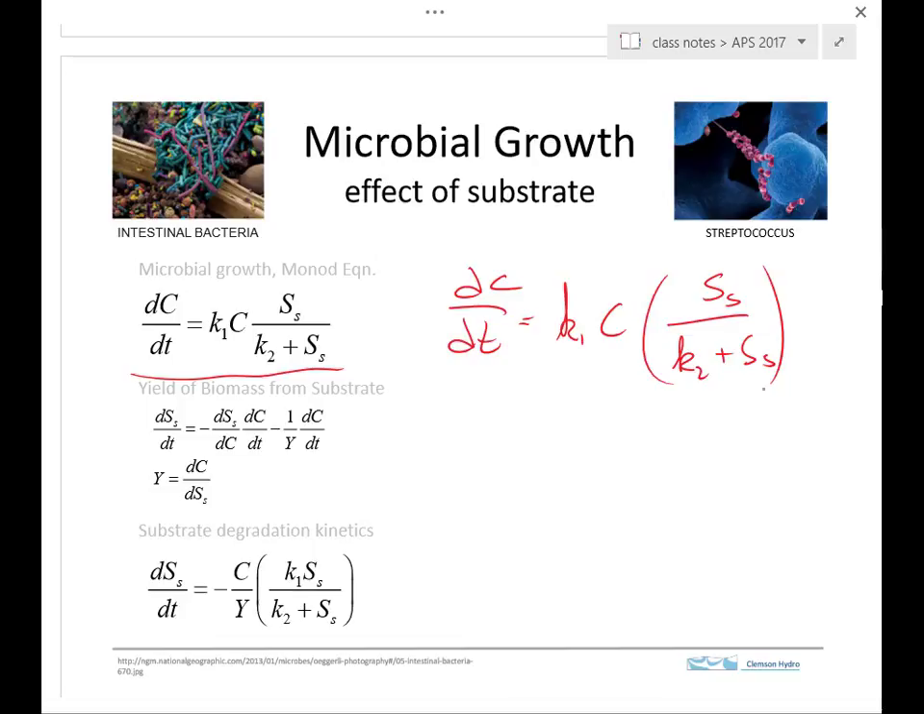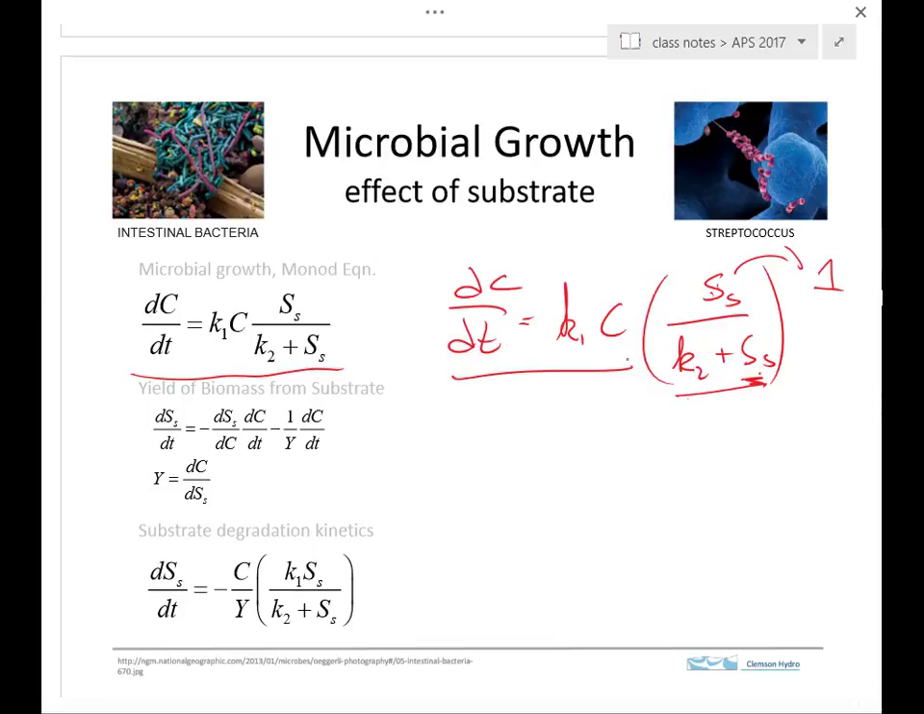Okay, so what'll happen when the substrate is really common, so the concentration is really large, then if this concentration is much bigger than that, then the denominator is essentially just S, and this cancels. So this thing equals one when S is large. So when the substrate is common, this is one, and we get this first order growth.